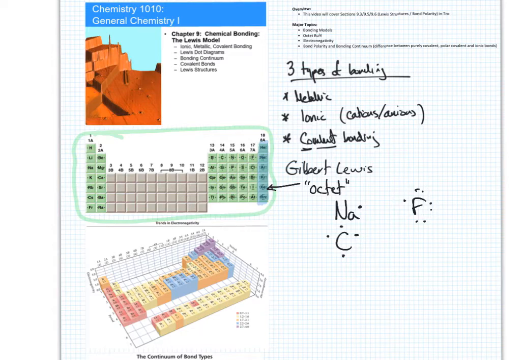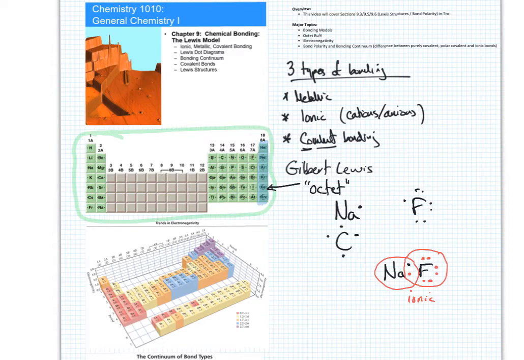So for instance, if we have sodium with 1 dot and fluorine, and I'm going to use a different color dot to show it's from fluorine, then both of them are going to end up being happy. Fluorine's going to have 8 electrons around it. Sodium is going to share its electron, and where it shares those electrons is going to be a chemical bond. This, of course, we know as an ionic bond.